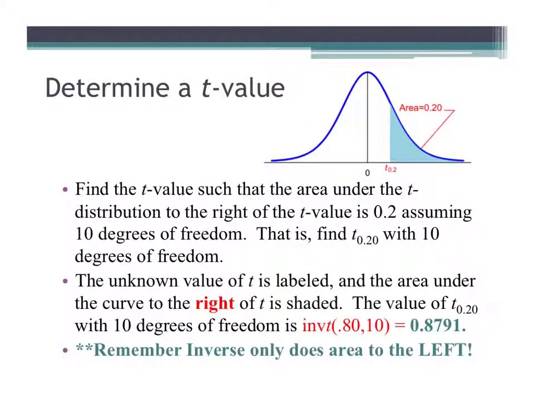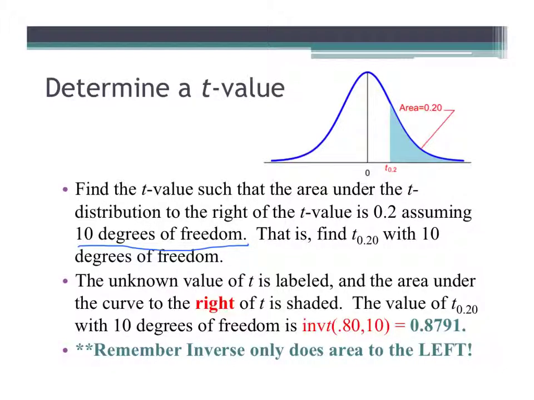Now, before we get into actually calculating the intervals, we're going to talk about determining the t-value. Now, back in Chapter 7, we saw this, but we were looking at z-values instead of t-values, which are ultimately very similar in concept. So this question here says, find the t-value such that the area under the t distribution to the right is 0.2, assuming 10 degrees of freedom. Now, what that degrees of freedom means is really irrelevant. It's going to ask you to plug it in. It will always be given to you. So it's not really anything you have to worry about. You just note that you have to type it into the calculator. So that is find t 0.20 with 10 degrees of freedom.